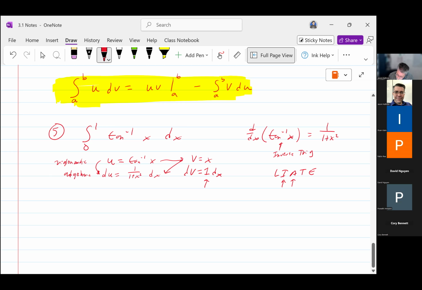So now we're going to go u to v, v to u. This is going to be x times the inverse tangent of x, evaluated from 0 to 1, minus the integral from 0 to 1 of x over 1 plus x squared dx.